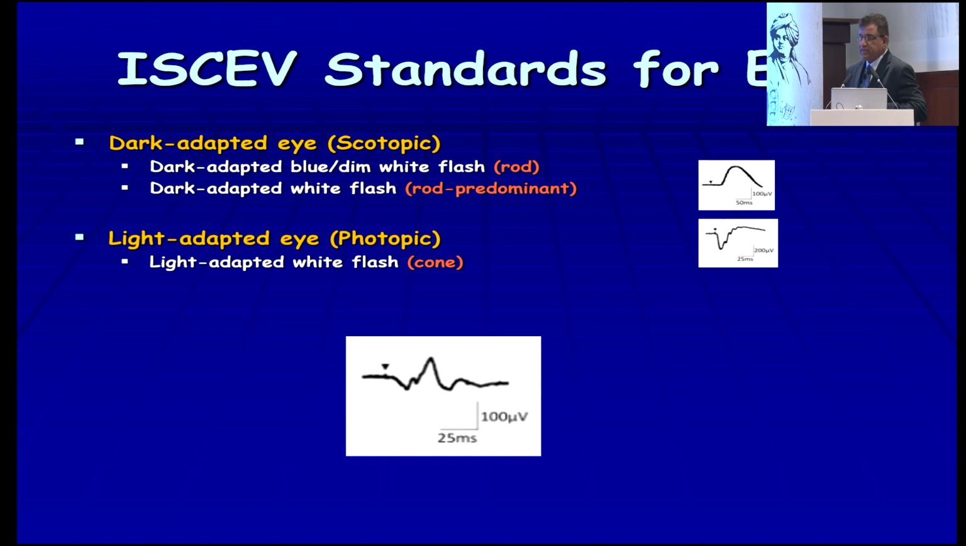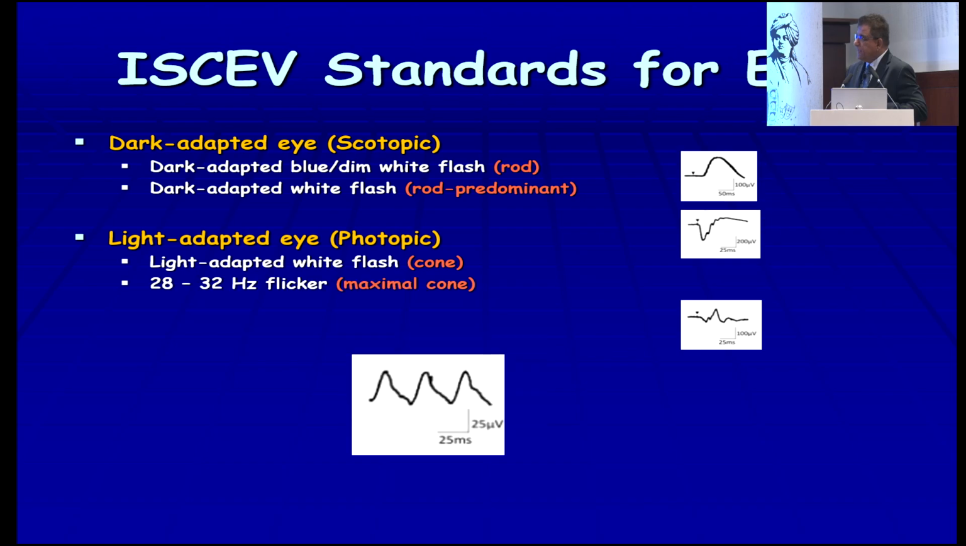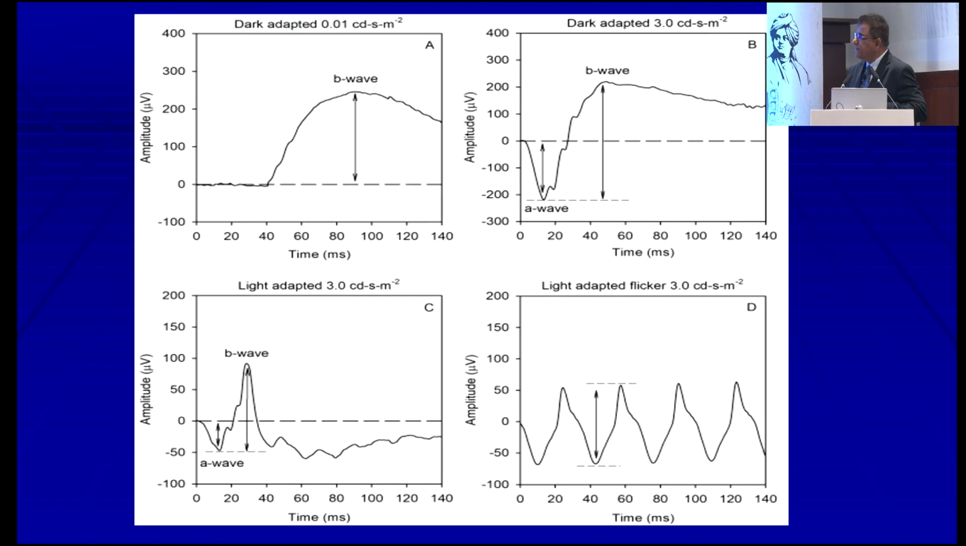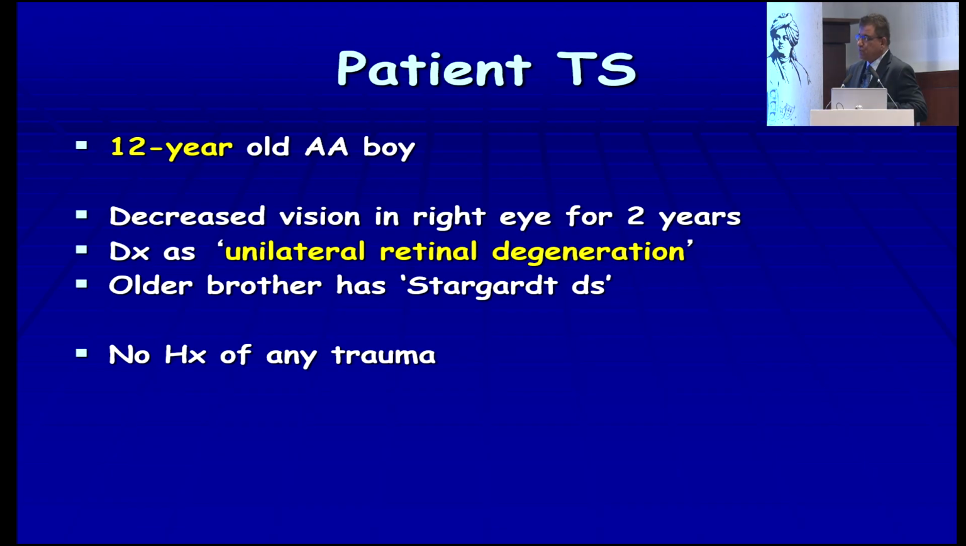Then you let the patient light adapt for about 10 minutes, and then a single white flash. You get again an A and B wave there, which is cones. And then you have a flicker, which is like the disco lights. That's what the patients say. And you get a maximal cone response, several peaks over there. So basically you're looking at these four ERG recordings to make a diagnosis. So let's go through some cases.